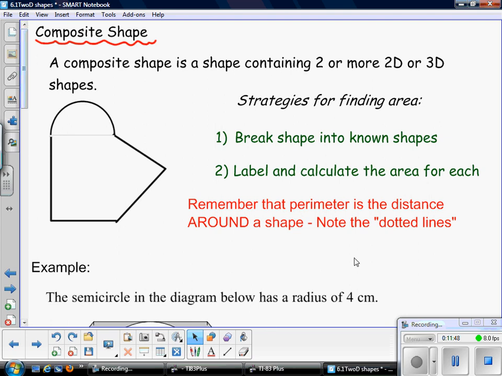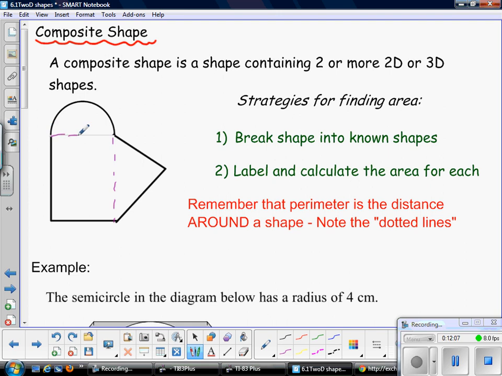Another thing that I just remembered: remember that perimeter is the distance around a shape. Note the dotted lines. For instance, if I was doing this shape, I may divide it up in order to calculate the area, right? Because there's my triangle, there's my rectangle. But I cannot use the formula for the whole triangle because I'm only using 2 sides. I can't use the whole formula for the perimeter of a rectangle because I'm only using these 2 sides for my shape. So just be careful of that.